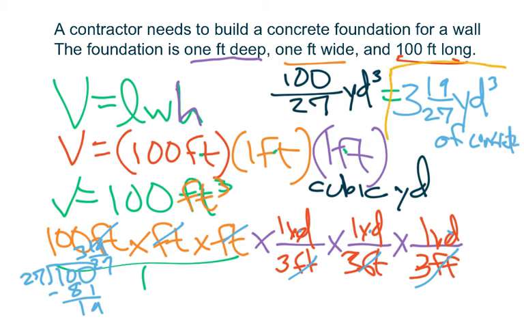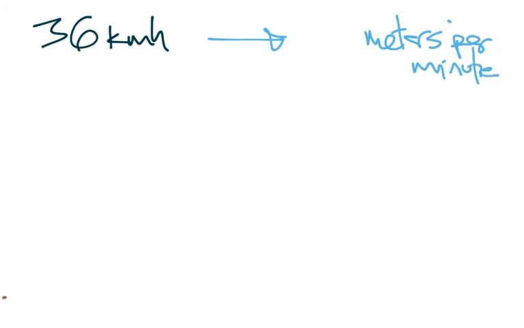Got just 2 more we got to get into. You're doing fine. I'm very proud of you. All right, let's say I was told about a speed of 36 kilometers per hour, but I was interested in it being not in kilometers, but meters, and not in hours but minutes. So meters per minute.